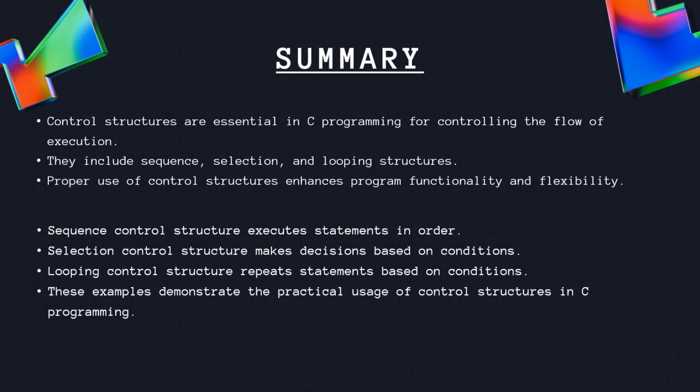So as a summary, control structures are essential in C programming for controlling the flow of execution. They include sequence, selection, and looping structures. Proper use of control structures enhances program functionality and flexibility. Sequence control structure executes statements in order. Selection control structure makes decisions based on conditions, and looping control structure repeats statements based on conditions. These are the control structures that we have, and the examples given above demonstrate the practical usage of control structures in C programming.